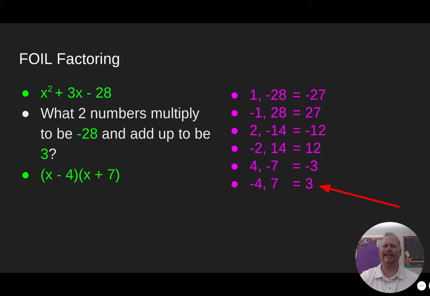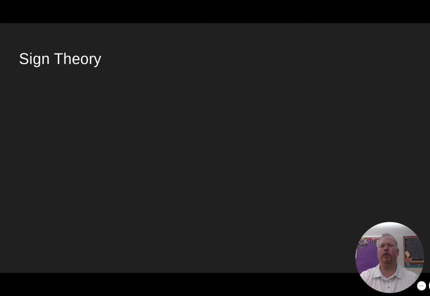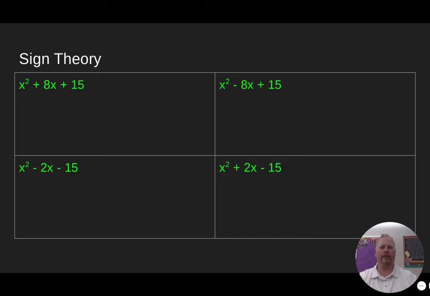Which leads me to my next idea, which is sign theory. I just call this sign theory, I don't know if any other math teachers call it this, but if you look at the signs of your original problem, what does that tell you about the two numbers you're looking for? So here's 4 examples, and you see that they look pretty similar in how they're written, okay?